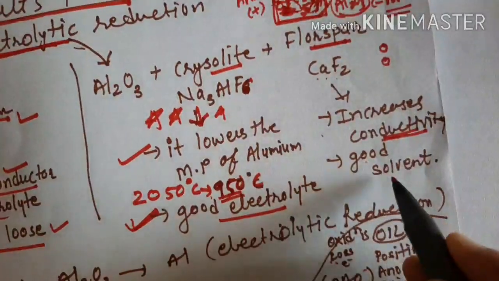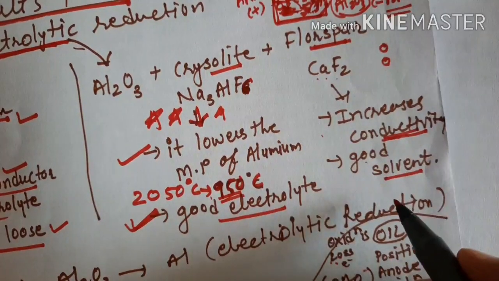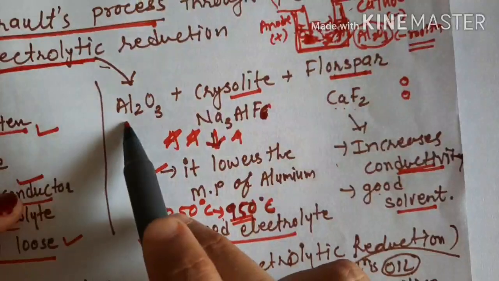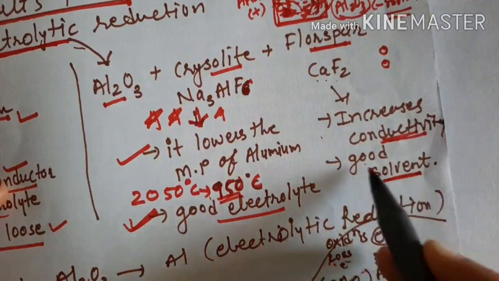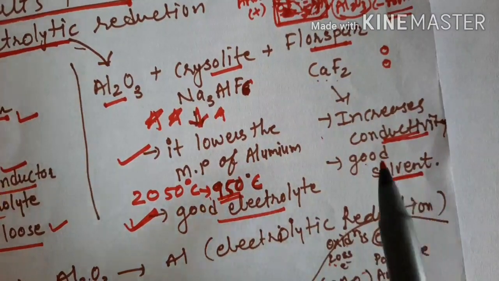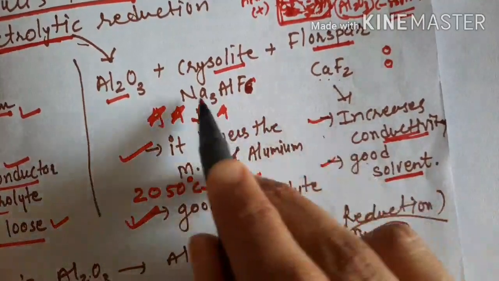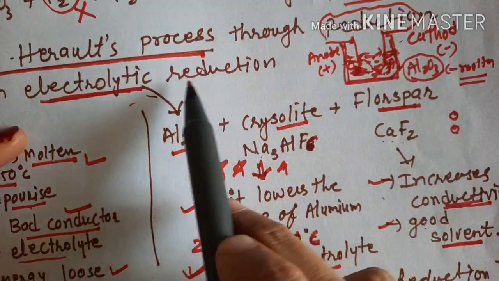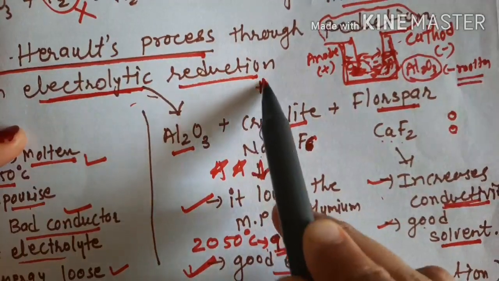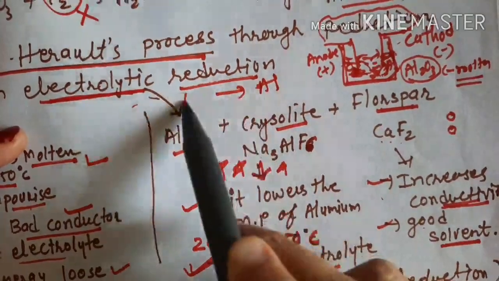And also it is a good solvent, which means that alumina can easily dissolve in it. So we add these two things to make the electrolysis process for reducing aluminum from Al2O3.